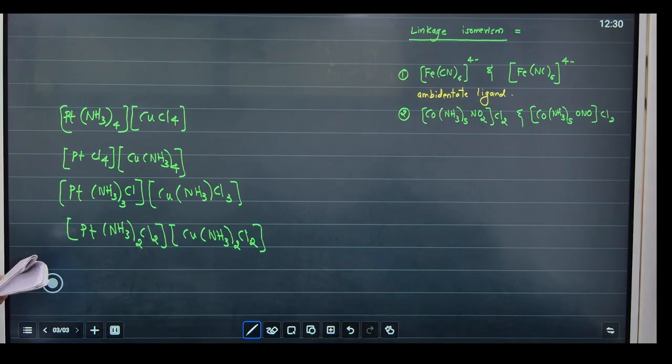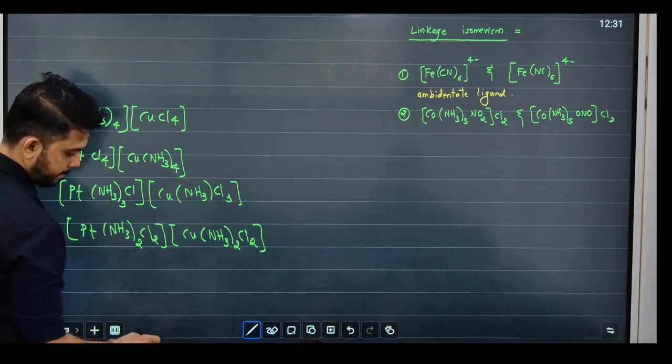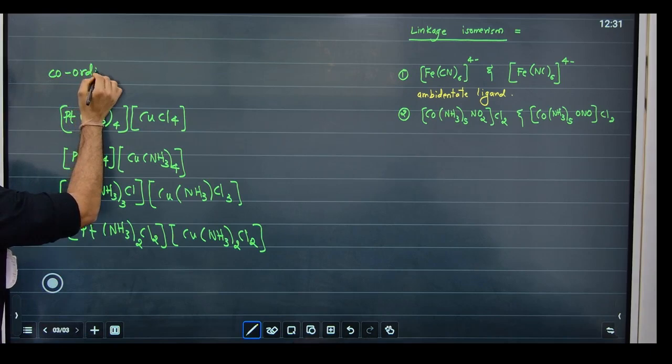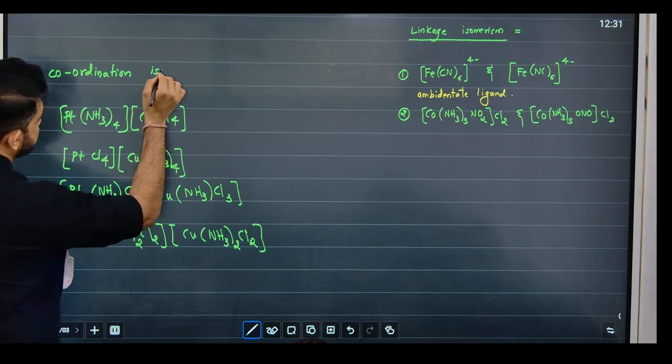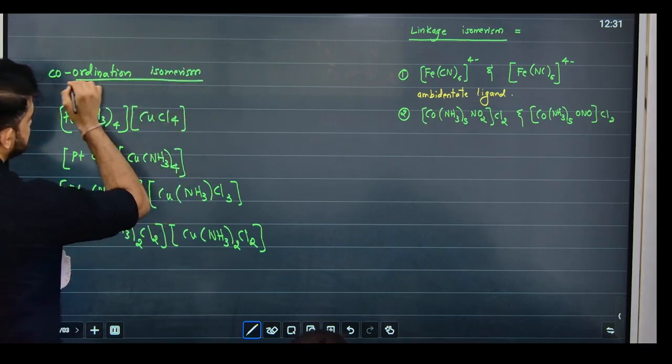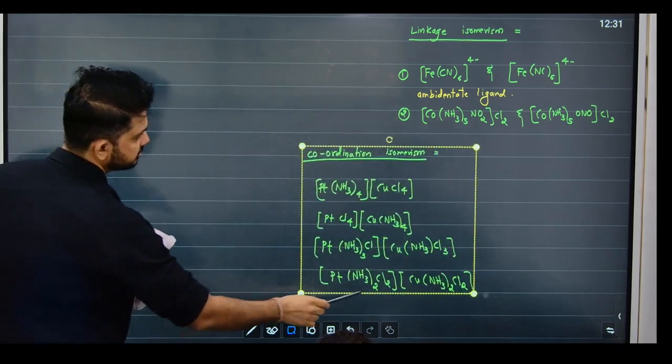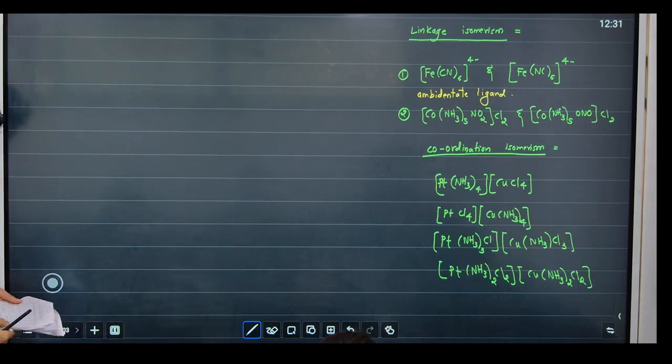These isomers are obtained due to the exchange of ligands between cationic and anionic complexes. Copy the examples.